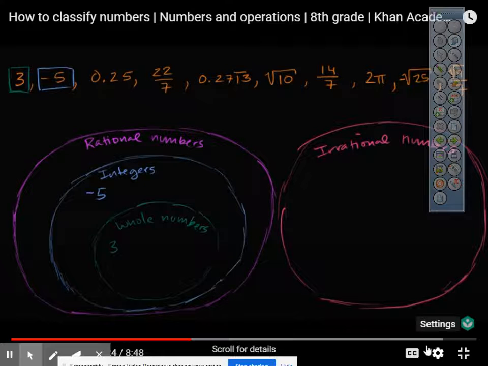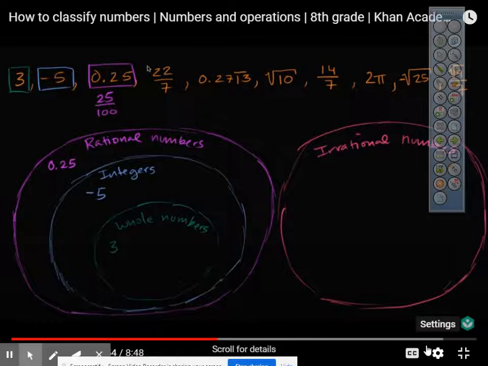Now we have 0.25. Well, this for sure can be represented as a fraction. This is 25 hundredths, so we can represent that as a fraction of 2 integers. There's no way to represent this except using a fraction of 2 integers. So 0.25 is a rational number, but it's not an integer and not a whole number.